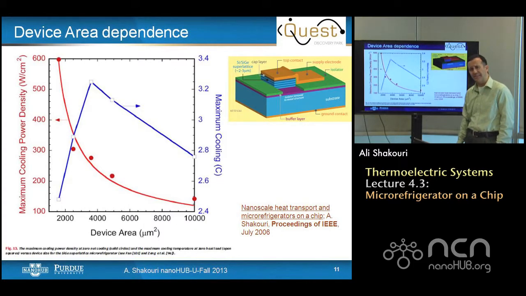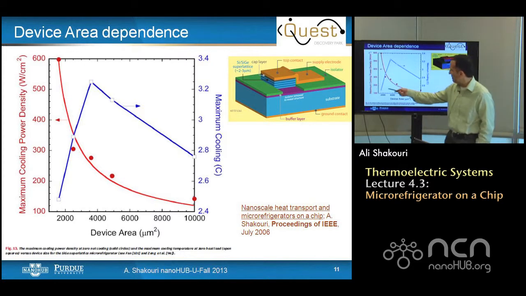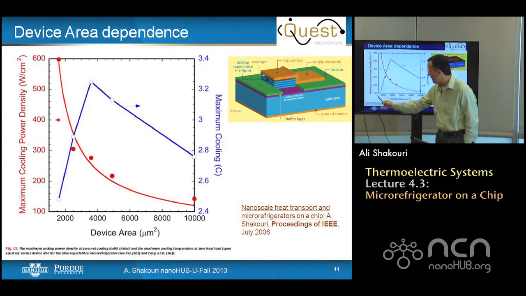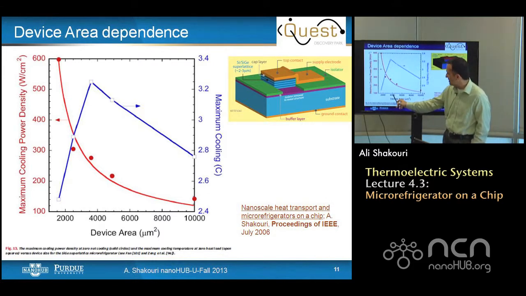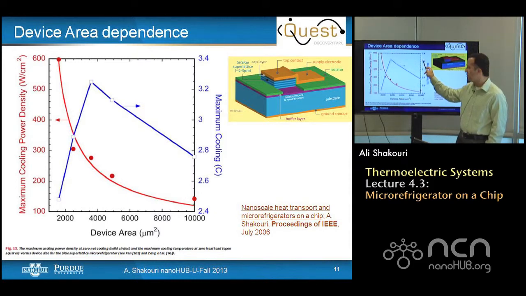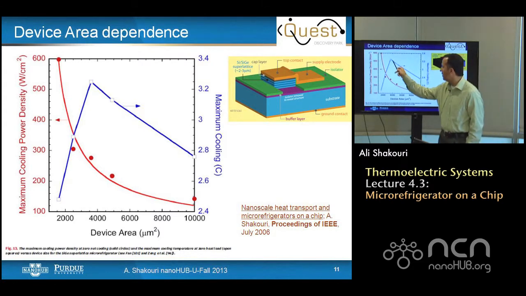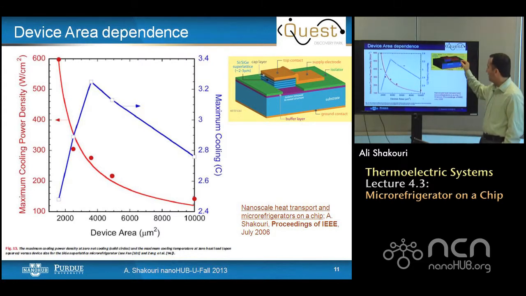How does the cooling power density scale with the device? Here is the maximum power density, the red curve, versus device area, 100 by 100 here, and maybe around 40 by 40 micron here. And here is the maximum cooling. You see in an optimum, devices with areas on the order of 4,000 square micrometers have cooling of about 3.2 degrees, and when you go higher or lower, the cooling is reduced. In an ideal 1D thermoelectric device, the cooling is independent of the device area. The reason there is an area dependence here is because of the parasitics.